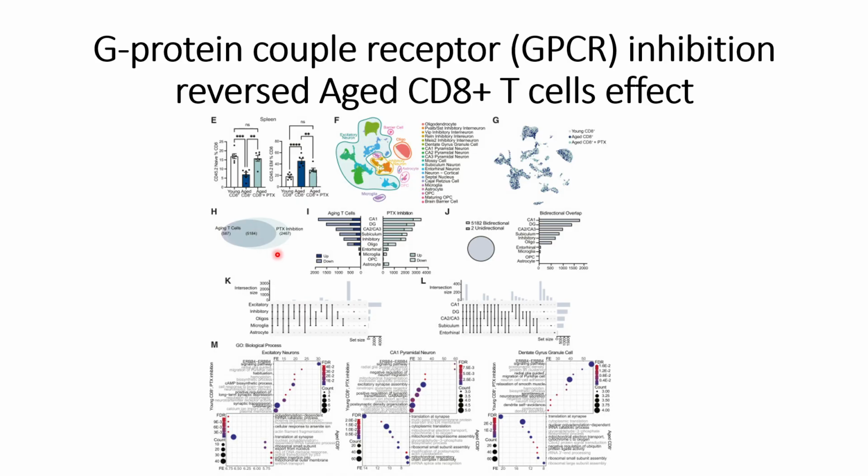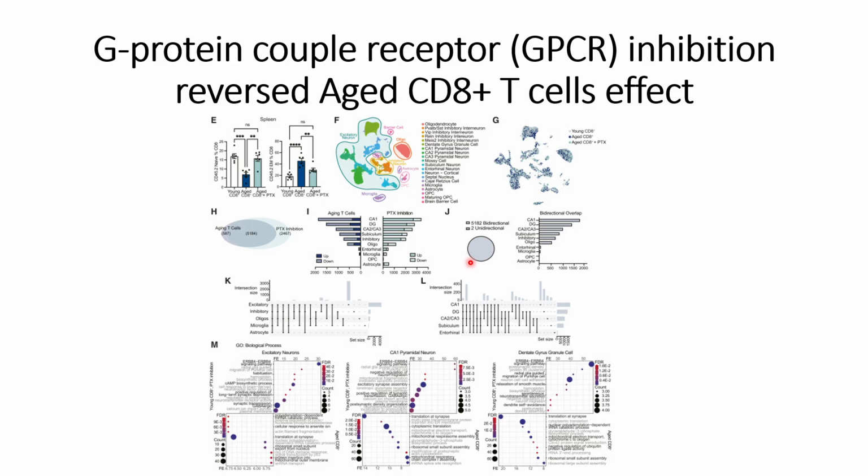So, when they did this panel H comparison, it shows the comparison between the aged CD8 plus T cells and this PTX inhibition. In this case, 2, 4, 6, 7 genes differ. So these could be the genes that are reversed back to the young CD8 plus T cells. And when they checked where these gene distributions are occurring, it is mainly in the excitatory neuron part, that is CA1, DG, CA2, 3 in the aged CD8 plus T cells and in the PTX inhibition also.